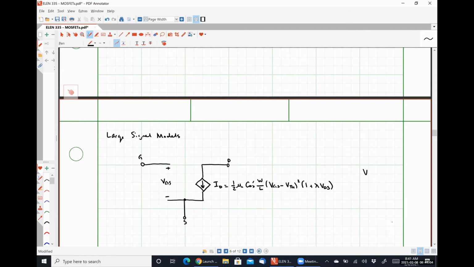So this is our model valid for VGS greater than VTH and VDS greater than VGS minus VTH, or the saturation region. I'll put that here.